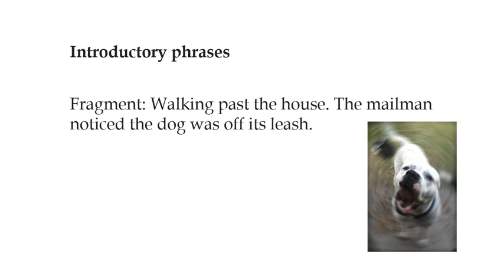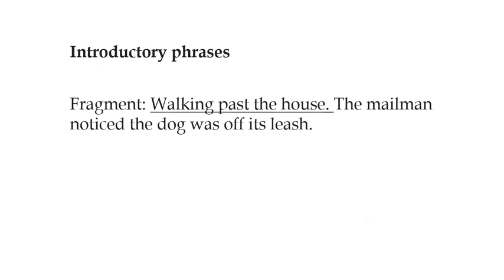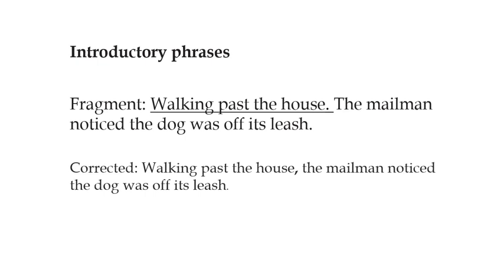So, introductory phrases. Walking past the house, the mailman noticed the dog was off its leash. Now, reading it fluently like that, it seems to blend together nicely. But if we were to read alone, "walking past the house," that introductory phrase, we would see that that is where the fragment is. And in order to correct it, in this case we have a comma after that introductory phrase, but it's combined into one complete sentence.